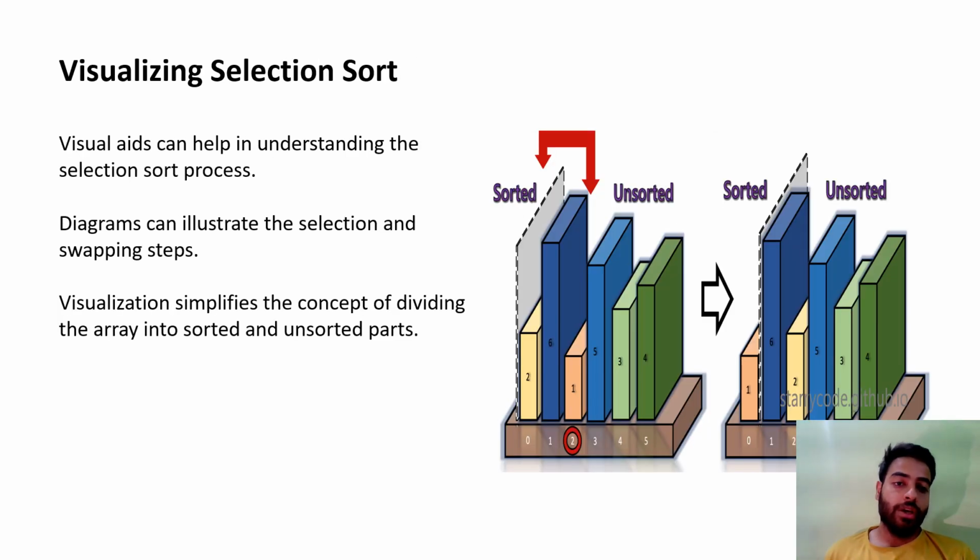Visualizing selection sort. Visual aids can help in understanding the selection sort process. Diagrams can illustrate the selection and swapping steps. Visualization simplifies the concept of dividing the array into sorted and unsorted parts.